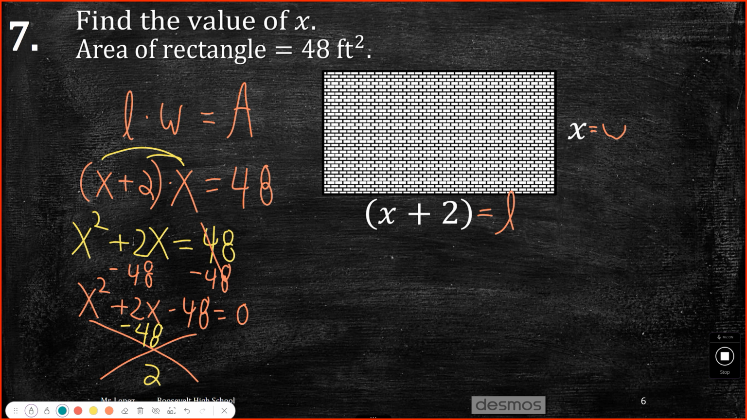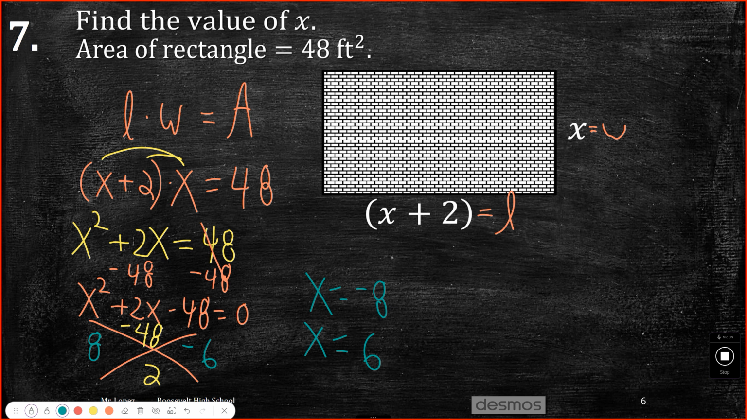Nobody? What's 8 times negative 6? Negative 48. What's 8 minus 6? 2. So what are the actual solutions then? X equals what? And x equals what?